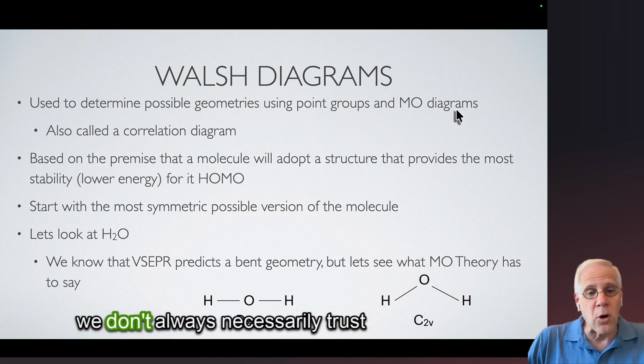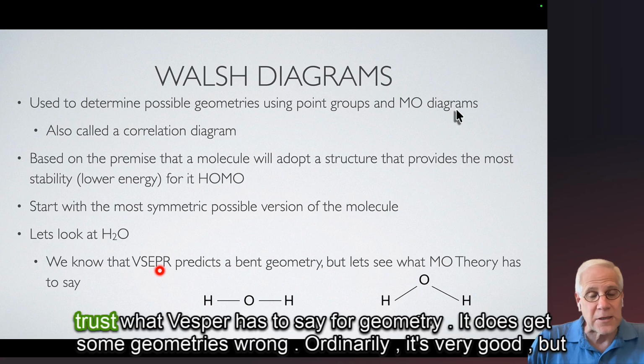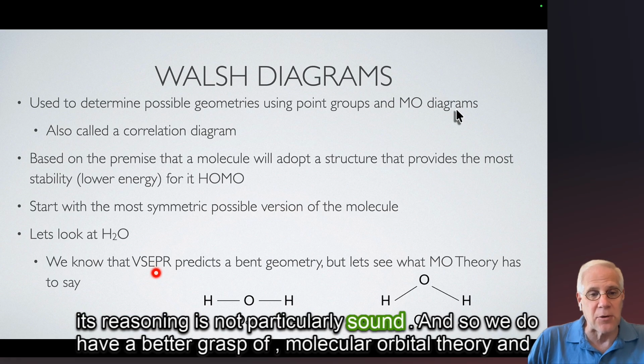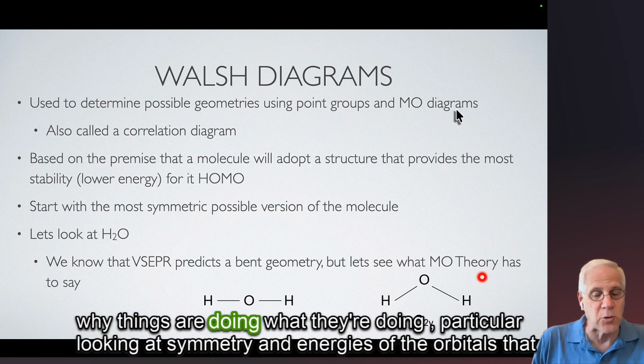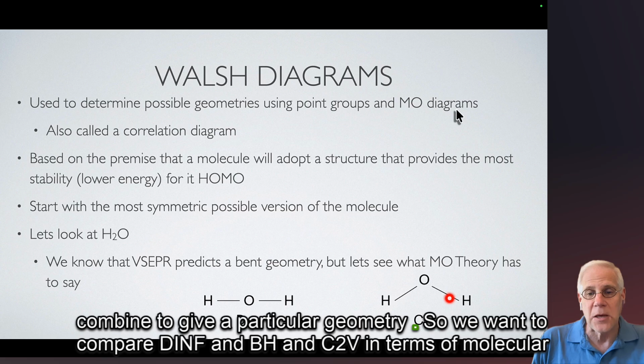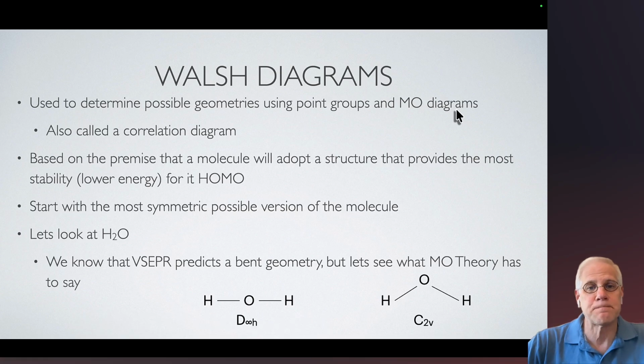So we don't always necessarily trust what VSEPR has to say for geometry. It does get some geometries wrong. Ordinarily, it's very good, but its reasoning is not particularly sound. And so we do have a better grasp of molecular orbital theory and why things are doing what they're doing, particularly looking at symmetry and energies of the orbitals that combine to give a particular geometry. So we want to compare D∞h and C2v in terms of molecular orbitals and their geometries.